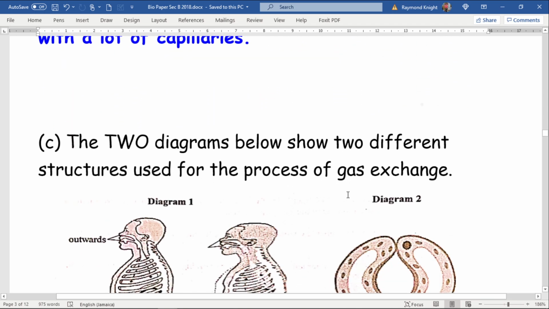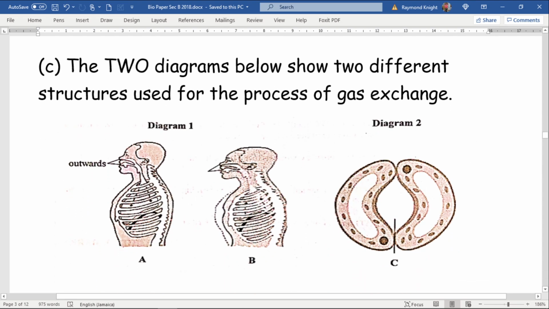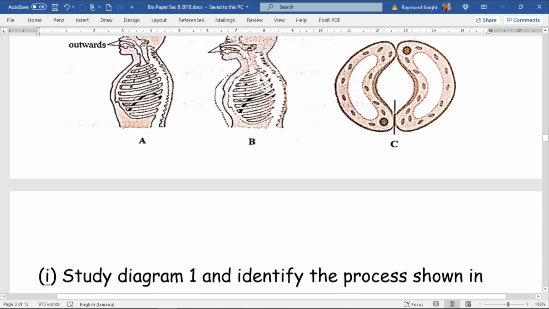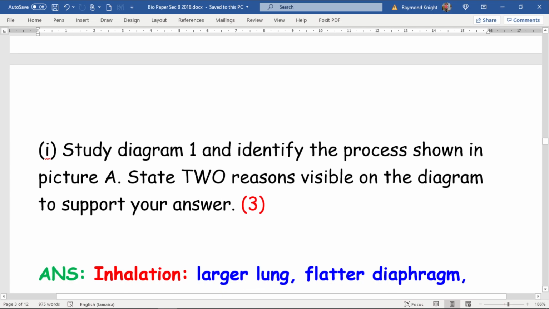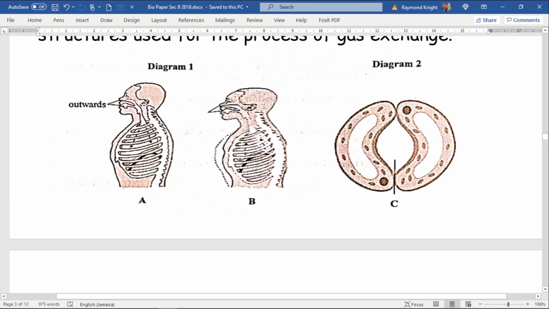All right, part C of this question says the 2 diagrams below show 2 different structures used for the process of gas exchange, right? So diagram 1 will be A and B together, and diagram 2 is C, okay? All right, so now let's jump into the question here. It says study diagram 1 and identify the process shown in picture A. State 2 reasons visible on the diagram to support your answer. So look at diagram 1 carefully. There's a little clue right there.